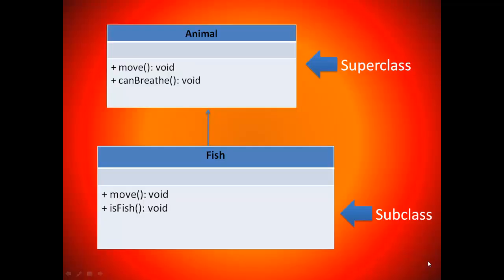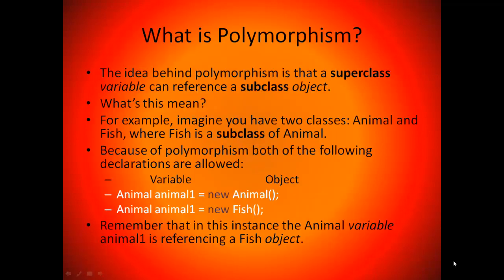Alright, so before I jump into the polymorphism stuff, I want to introduce the two classes I'll be using in my examples, just to give some context as I move through the slides. The superclass is called Animal, and it has two functions, move and canBreathe. The subclass is called Fish, and it also has two functions, move and isFish.